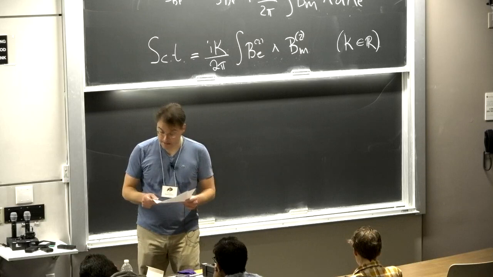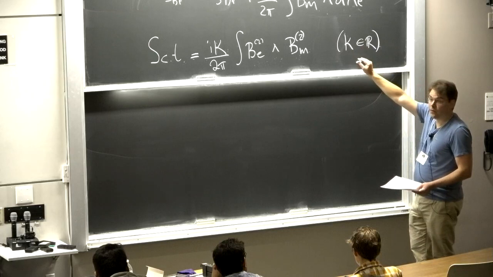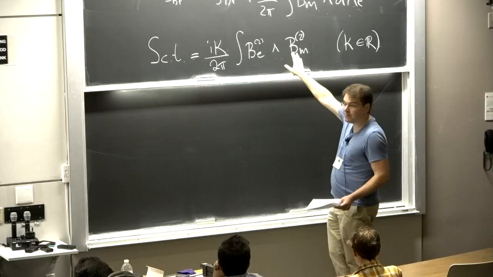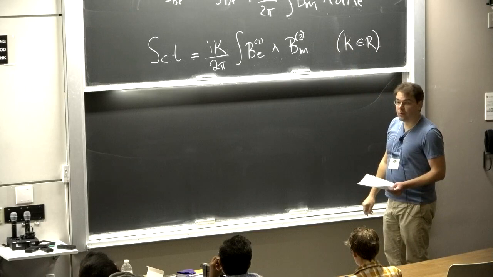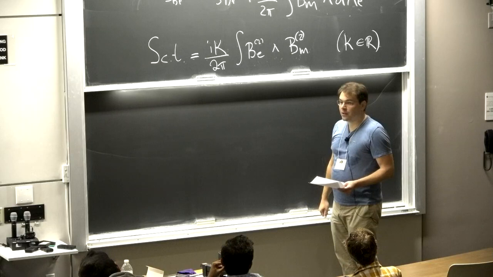Good. So another comment, which is always true of anomalies, is that this anomaly prevents us in general from gauging the full symmetry. We cannot simultaneously gauge B electric and B magnetic. We haven't discussed what that means yet, but we'll do it soon. But we can find anomaly-free subgroups. For example, any subgroup of just U(1) electric or just U(1) magnetic is anomaly-free and can be gauged.